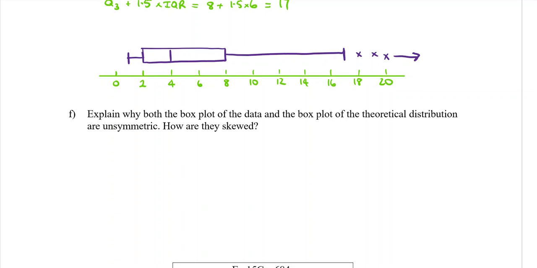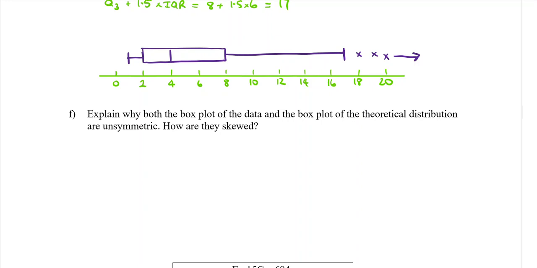One more thing to answer. Explain why both the box plot of the data and the box plot of the theoretical distribution are unsymmetrical, and how are they skewed? Okay, why aren't they symmetrical? They're not. Symmetrical would mean that we've got a lovely, nice center of the data and it would be nice and evenly spread on both sides of the median. The reason that's not going to happen is because we have a 1 in 6 chance of rolling a 6. So you would expect most of the time that you would have rolled your 6 by 6 throws, right? But that is not a guarantee that that is going to happen. So we have quite a lot of other times where it's taking us a lot more than 6 times to roll that 6, which is why we have that very long tail happening on the right-hand side of our distribution.